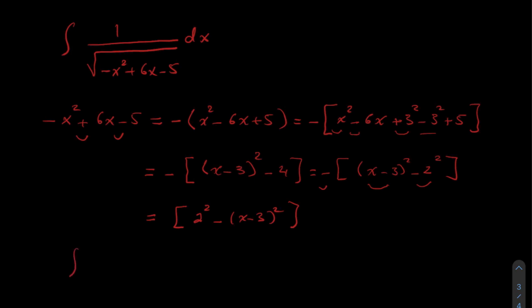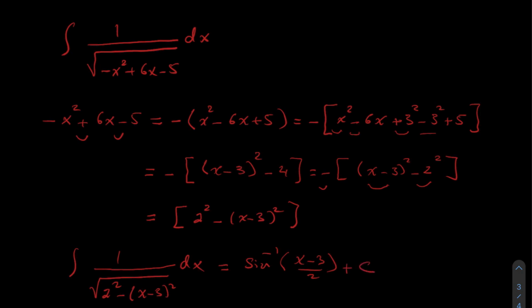It becomes the integral of 1 over radical 2 squared minus x minus 3 squared dx, which is equal to, if you go back to the rules, you can find that 1 over radical a squared minus x squared is going to be equal to sine inverse of x minus 3 over 2 plus constant. You should memorize those rules so that you can find the answer straightforward.